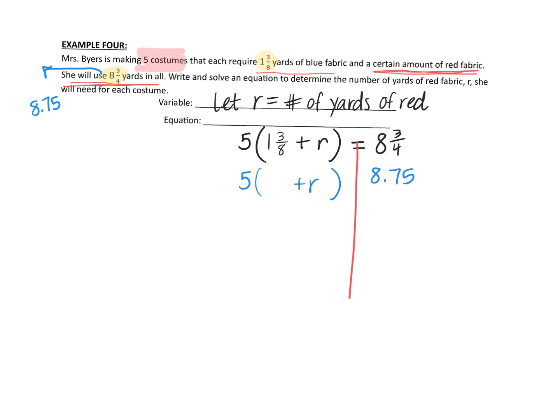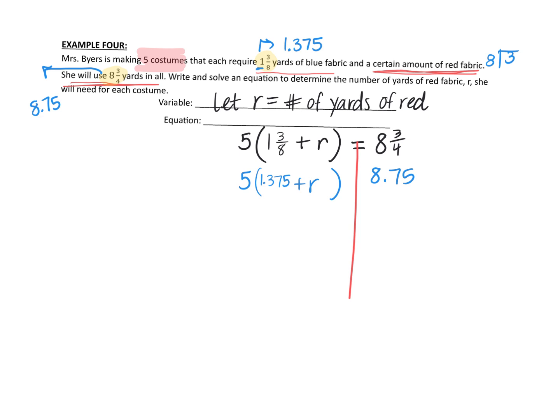Now I need to change 1 3/8. So a couple different ways you can do it. I know my whole number is 1, so I'm going to put 1 point. And then for the 3/8, I need to do on my calculator 3 divided by 8. Okay, so go ahead and type that in if you have your calculator handy. I end up with 0.375. But I already know I have a whole, so I'm going to put 1.375. So that's how much blue I use.